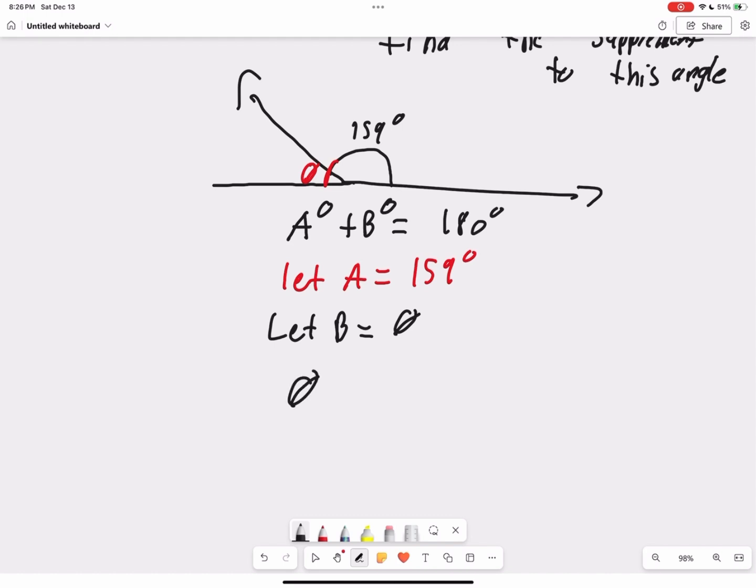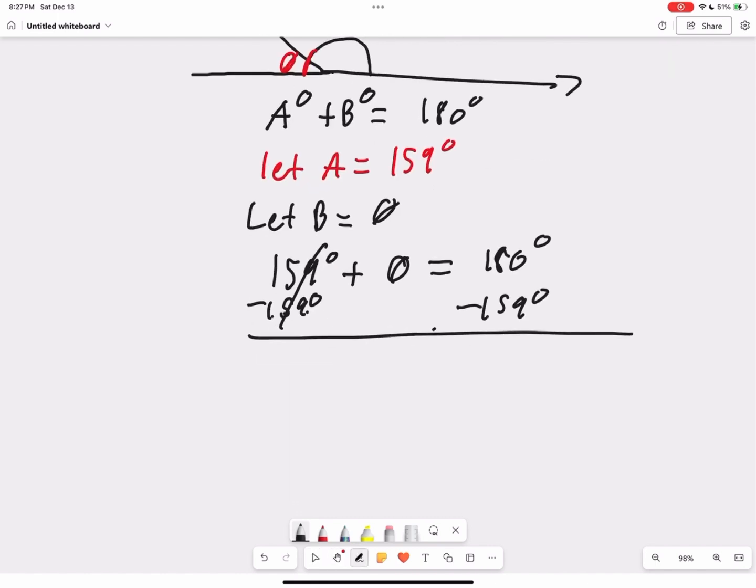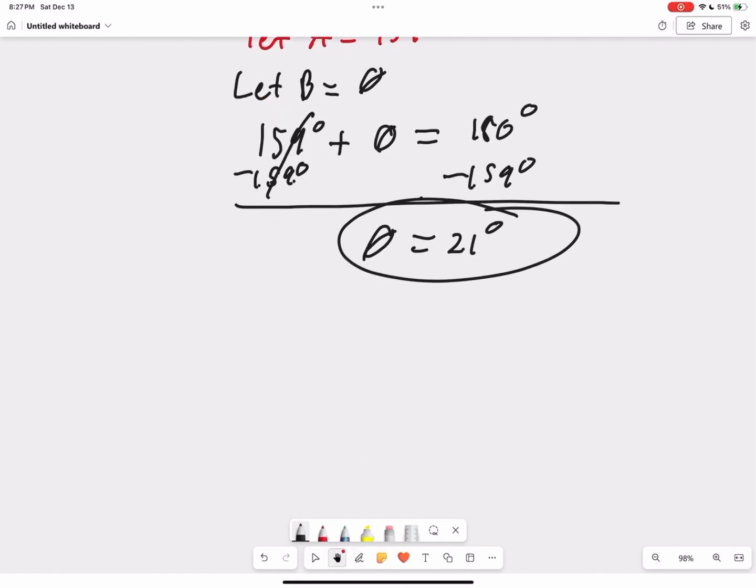So let's plug it in. 159 degrees plus theta equals 180 degrees. So now I'm going to subtract 159. So let's see, 180 minus 159 equals 21 degrees. Cool. Let's try one more.